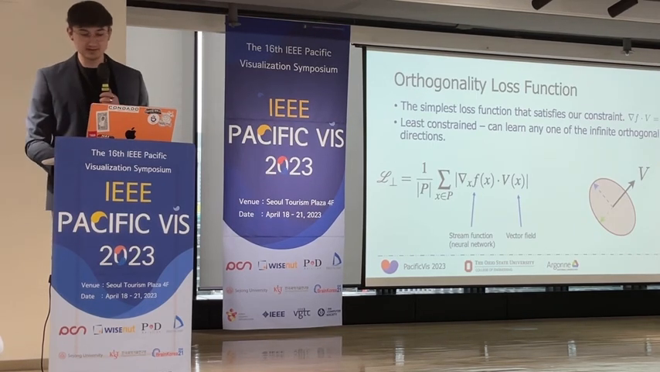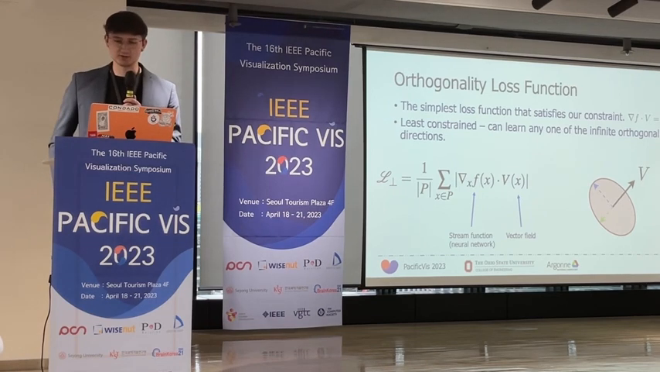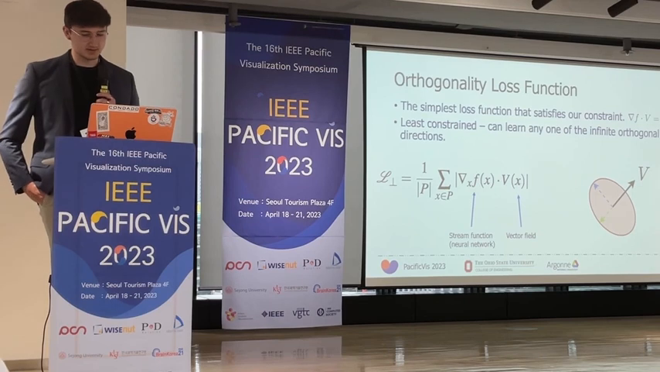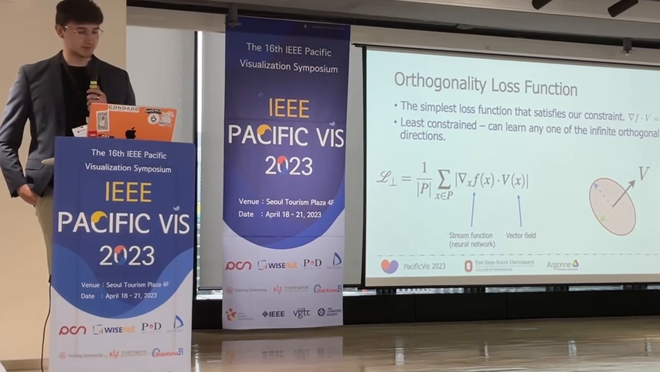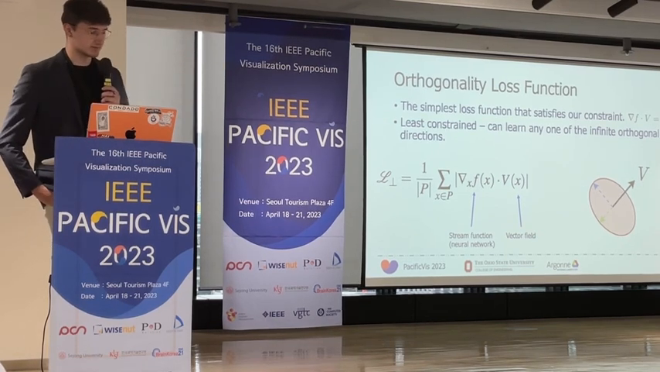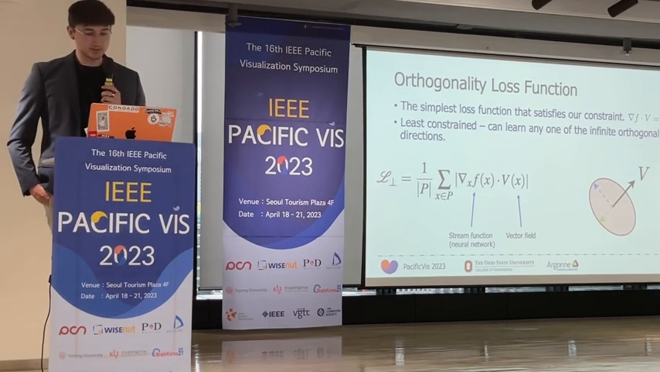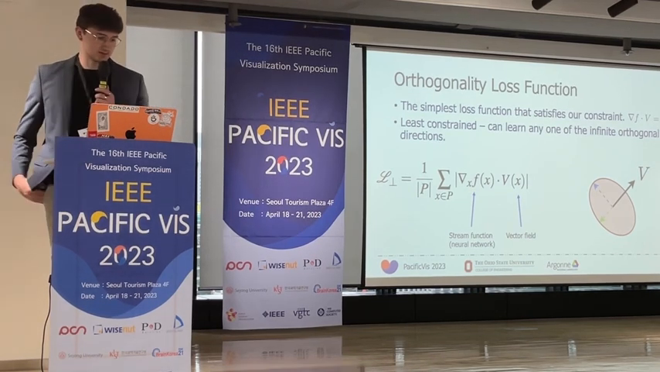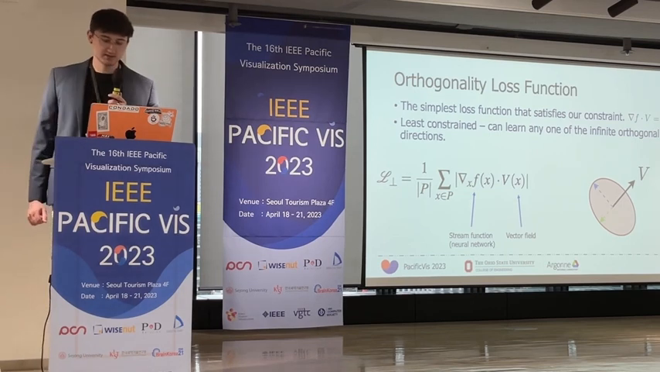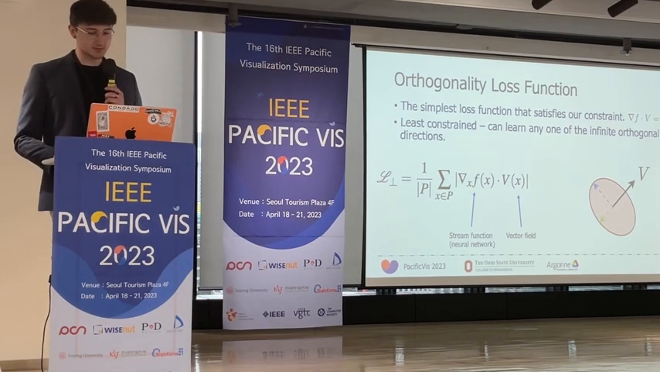The orthogonality loss is a kind of direct minimization of that governing equation that I talked about. Very simply, we minimize the absolute value of the inner product between the gradient of the network and the vector field. To train the network, we sample some number of points. In this case, I use uppercase P for a set of points. And we take that batch of coordinates, pass that through the neural network, take the gradient of that with respect to the input, and minimize this absolute value.